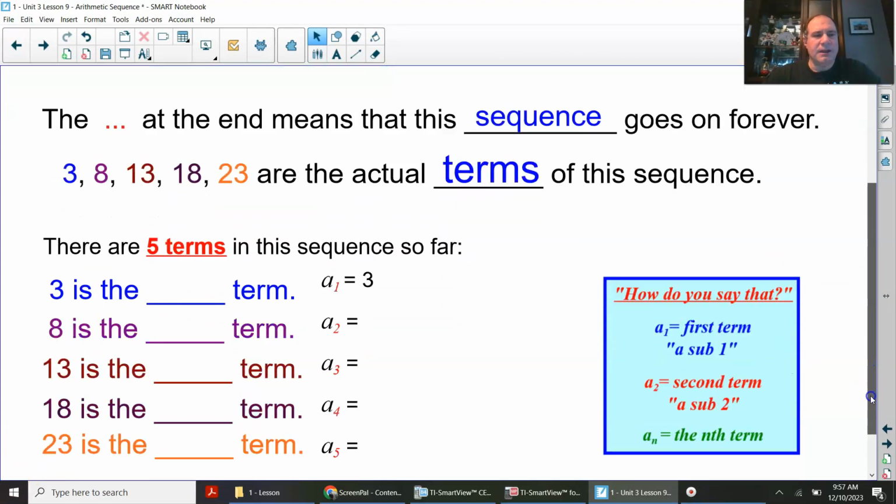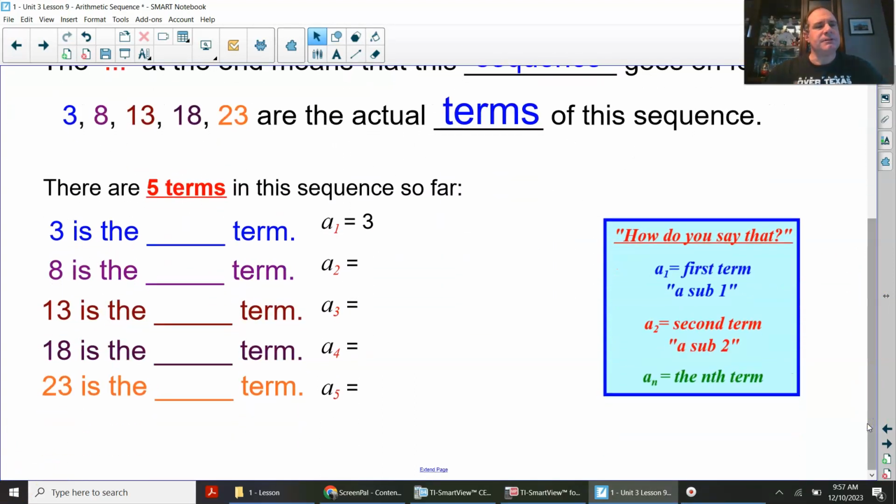And now, just taking a look at this sequence, there are 5 terms in this sequence so far. 3 is identified as the first term, and you say that a sub 1 equals 3. A sub 1, the first term. 8 is the second term of the sequence, so you say a sub 2. A sub 2 is 8.